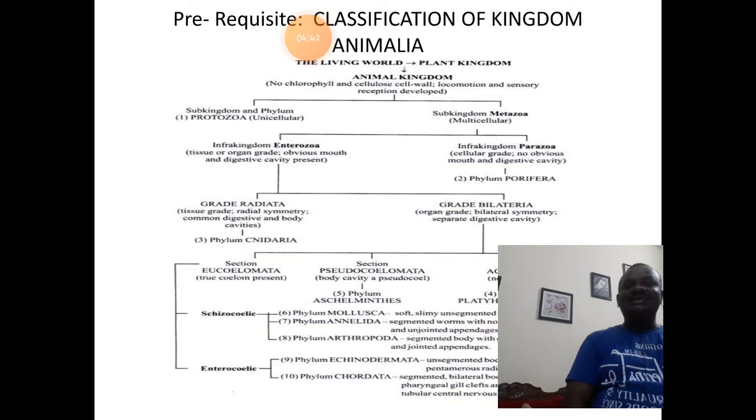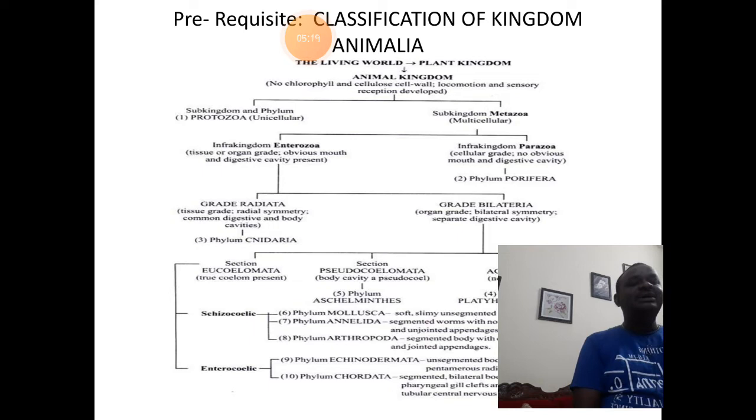Now, let us understand the Kingdom Animalia. Kingdom Animalia includes varieties of animals varying in sizes from small to large. This group of organisms exhibit self-movement, which we call locomotion. And these organisms also have well-developed sensory reception activities.